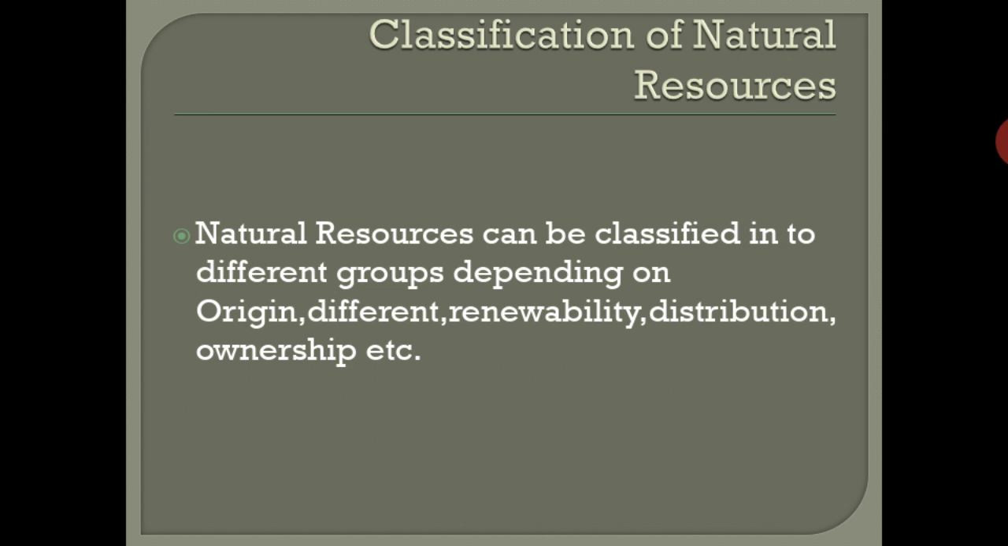So origin is divided into two resources: one is abiotic and the other is biotic resources. Biotic resources means living organisms' resources. Abiotic resources means non-living resources. So based on this, the resources are also classified differently depending on origin, development, renewability, distribution, ownership.